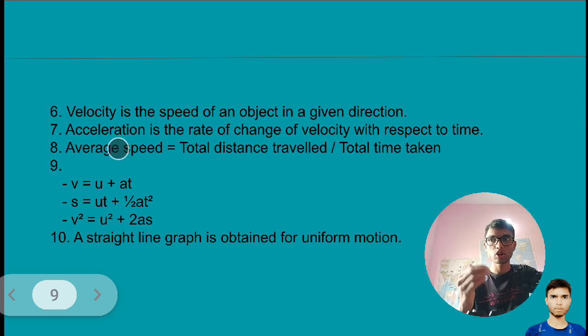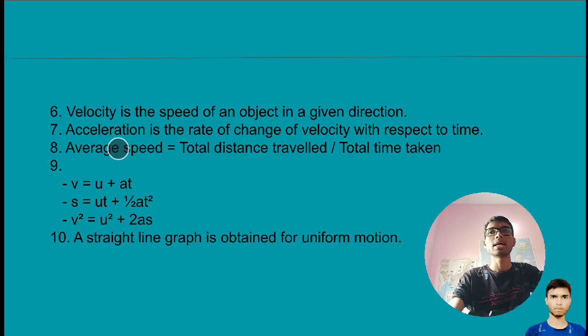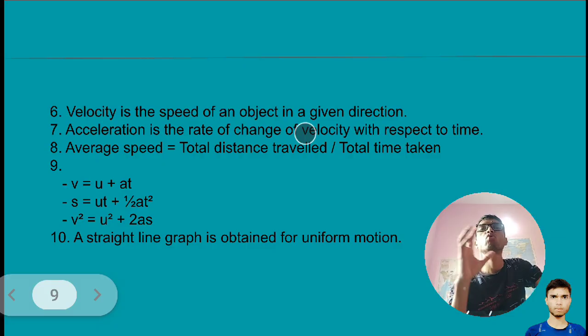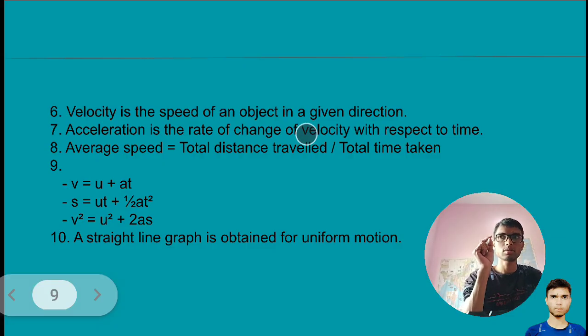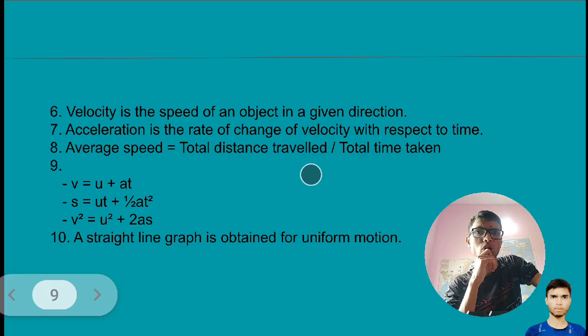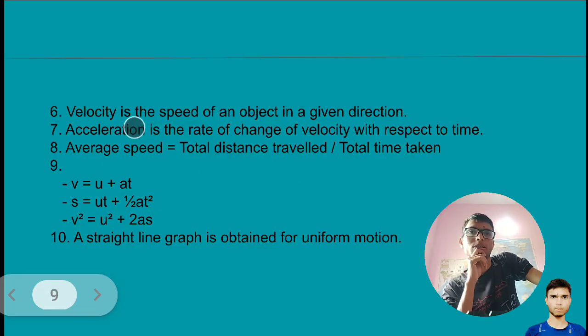Acceleration means the speed of an object is increasing. Sometimes it is decreasing, and it can also take a direction, because it is moving, and it will take time. So to calculate acceleration, it is change in velocity upon time. That's it. Average speed is equal to total distance traveled upon total time taken.